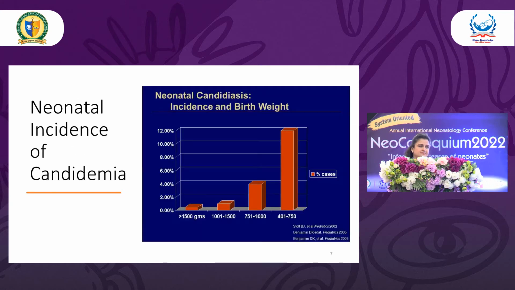When we look at the incidence of candidemia by birth weight, we do see a sharp increase in risk and a sharp increase in the occurrence of neonatal candidemia when the birth weight decreases from 1 kg, from 1,000 grams. So a sharp increase from less than 2% to 4% and up to 12% among the very low birth weight babies.